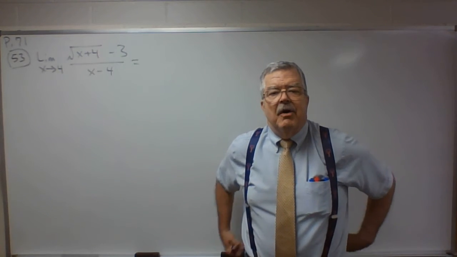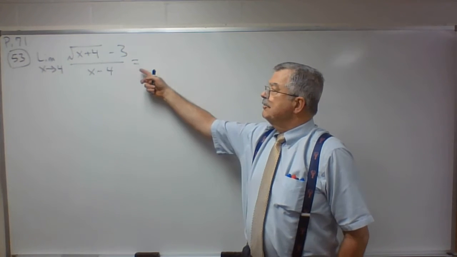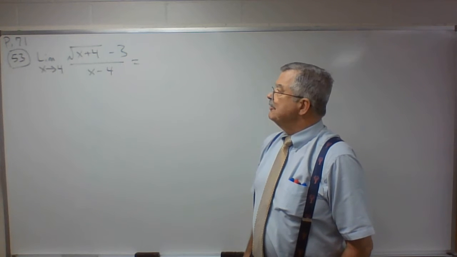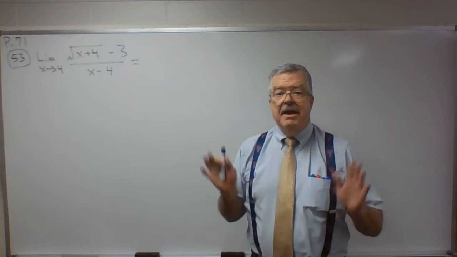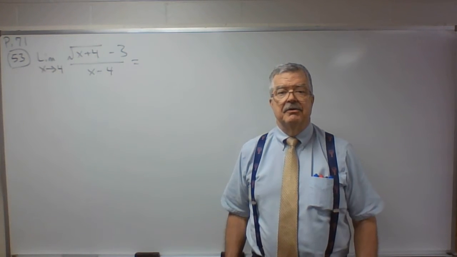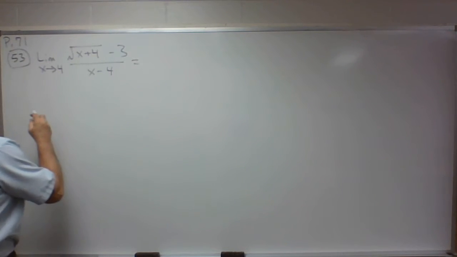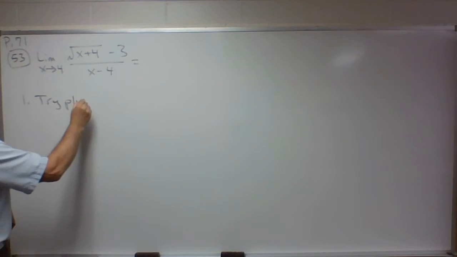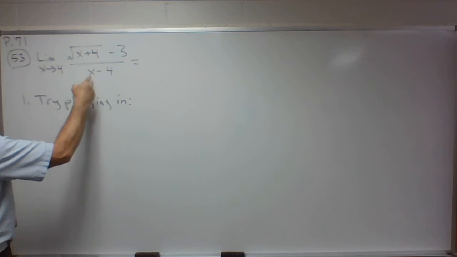We looked at some of the homework exercises in the text, and here's the first one that we looked at. This is exercise 53 on page 71. And as you know, when we compute a limit, the first thing that we do is try plugging in the number that x is approaching. So here, we're going to try plugging in 4 for x.